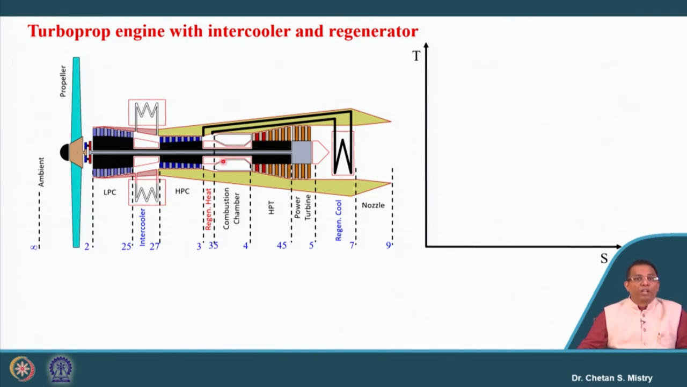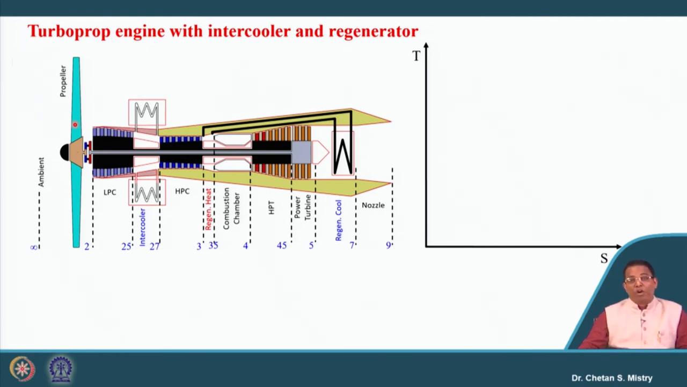If we look carefully, what is the configuration here? Say we are having our HP turbine. This HP turbine is connected with the HP compressor, as well as, if we look carefully, this LP compressor is also connected on the same shaft. Okay. Now, if we look carefully, this power turbine is connected only with this propeller. Okay. And what is the beauty of this?